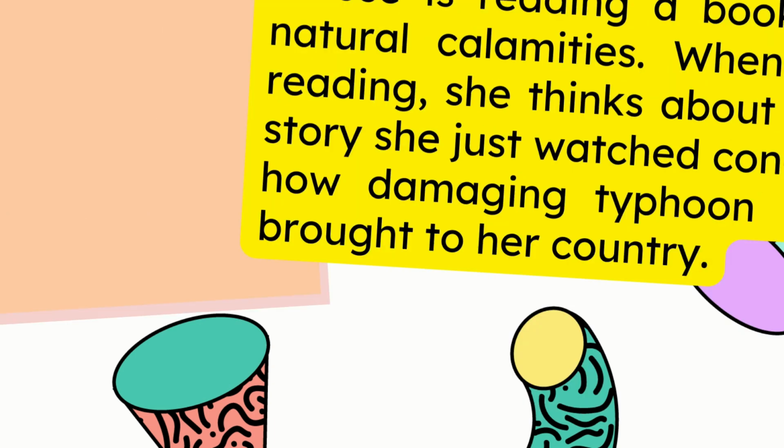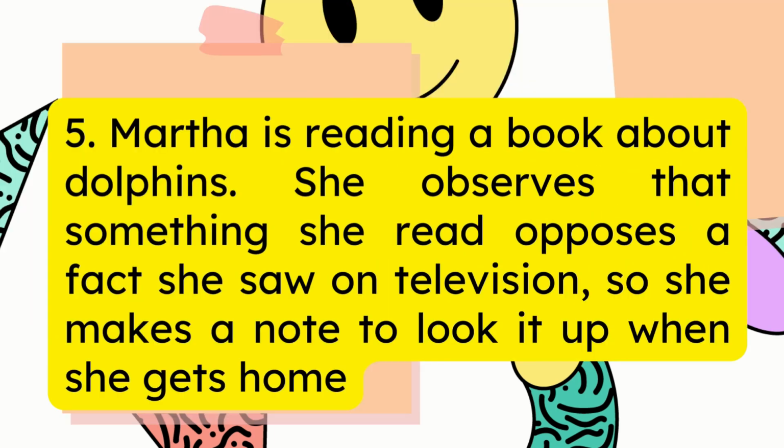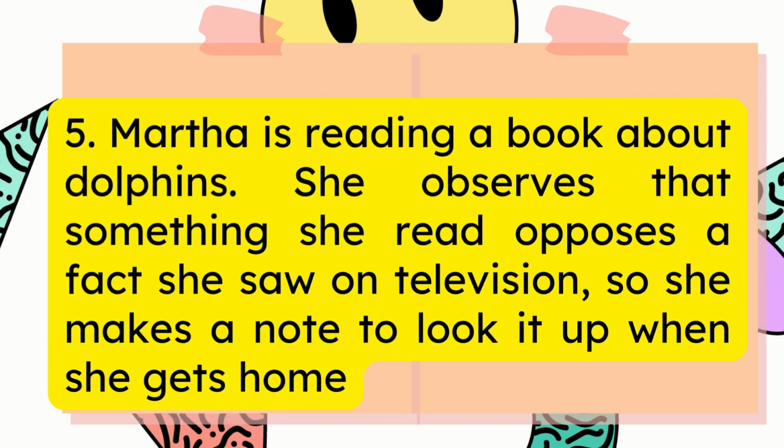4. Rose is reading a book about natural calamities. When she is reading, she thinks about the news story she just watched concerning how damaging Typhoon Ulysses brought to her country. 5. Martha is reading a book about dolphins. She observes that something she read opposes a fact she saw on television, so she makes a note to look it up when she gets home.